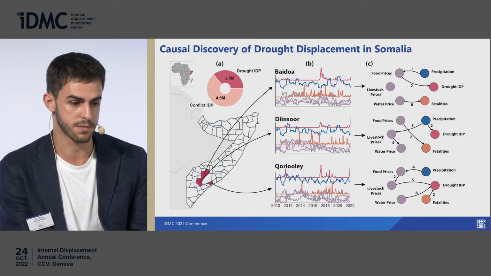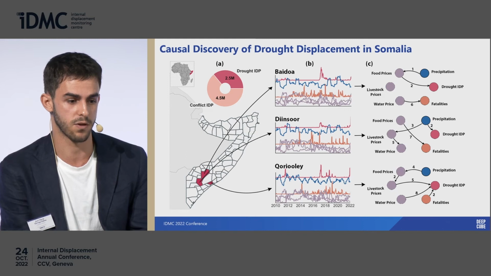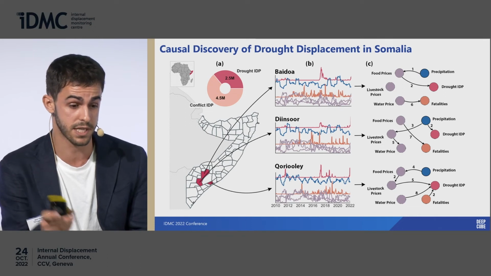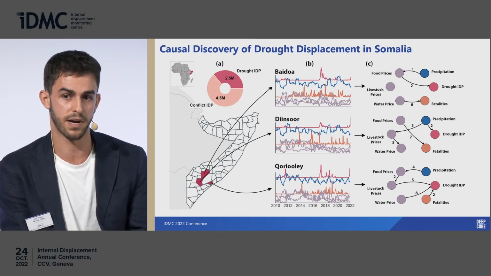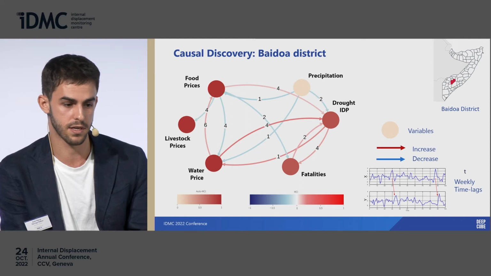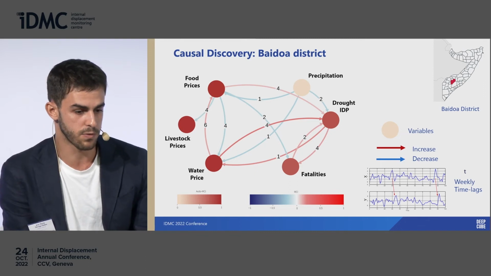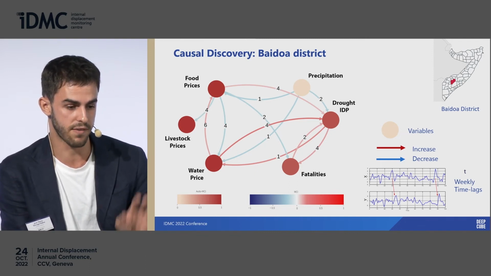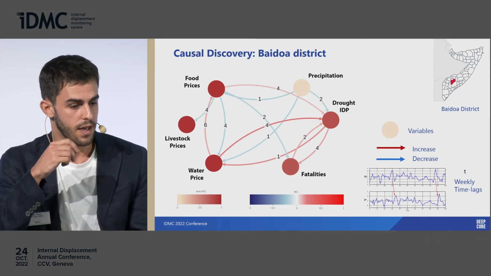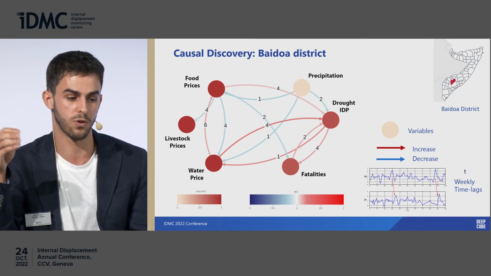And also drought displacement. Once we have this data harmonized, what we are trying to do is extract knowledge from it. We are trying to get a causal graph that learns the interaction between the drivers of displacement, but also the time lags in which these variables affect each other. So here are some results in Baidoa district, which has been one of the most affected by droughts in recent decades. Let me tell you how to read this graph. The nodes are the variables, and the arrows assert the causal links between the variables. The color of the variables depicts whether an increase or decrease of the variable drives displacement.